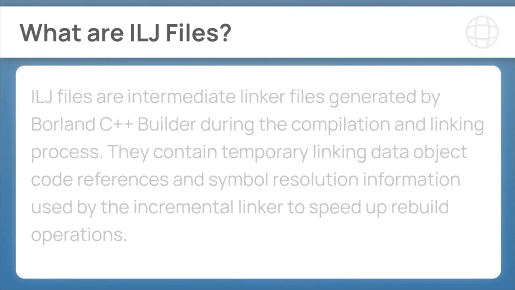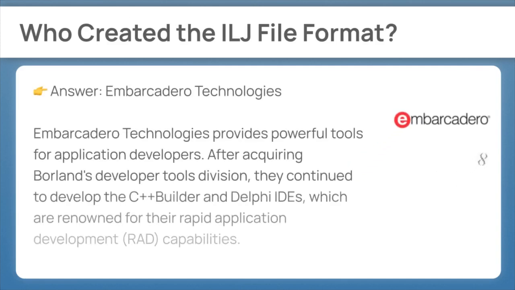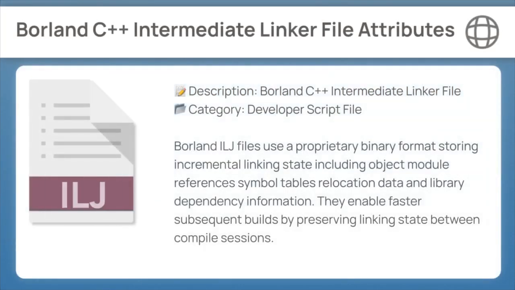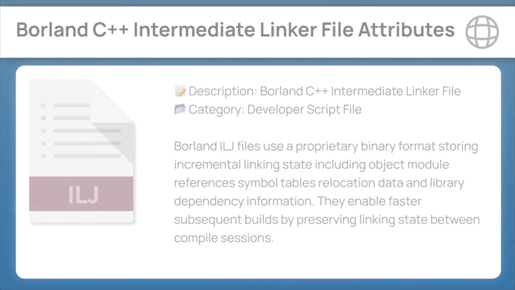They contain temporary linking data, object code references, and symbol resolution information used by the incremental linker to speed up rebuild operations. Borland ILJ files use a proprietary binary format, storing incremental linking state, including object module references, symbol tables, relocation data, and library dependency information. They enable faster subsequent builds by preserving linking state between compile sessions.